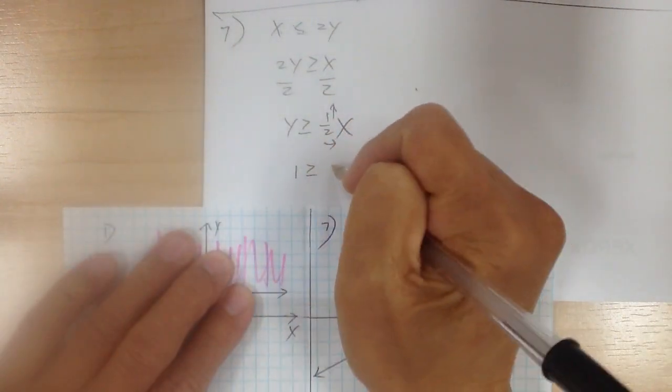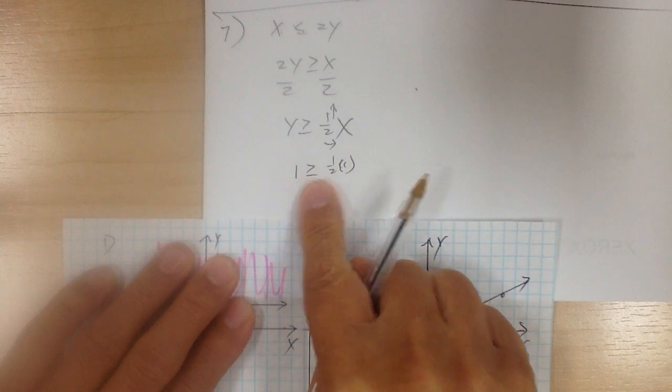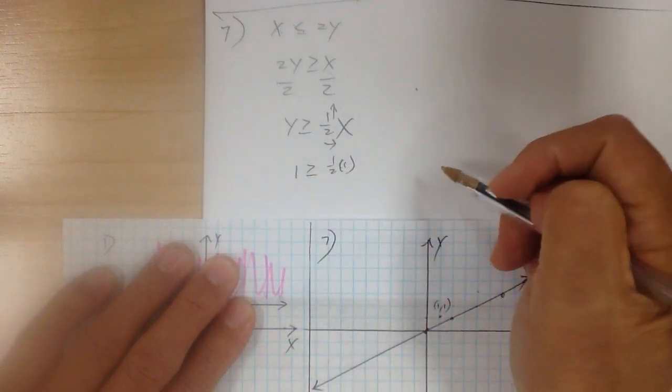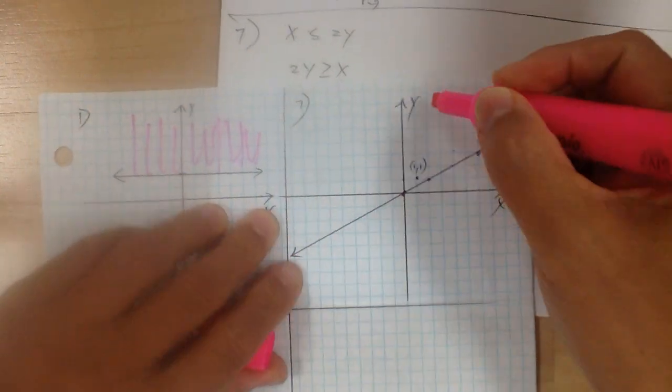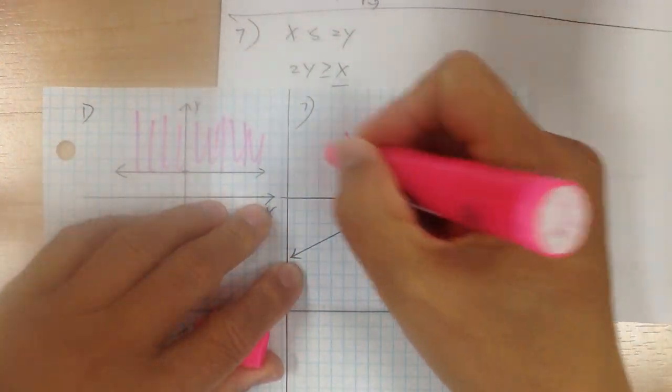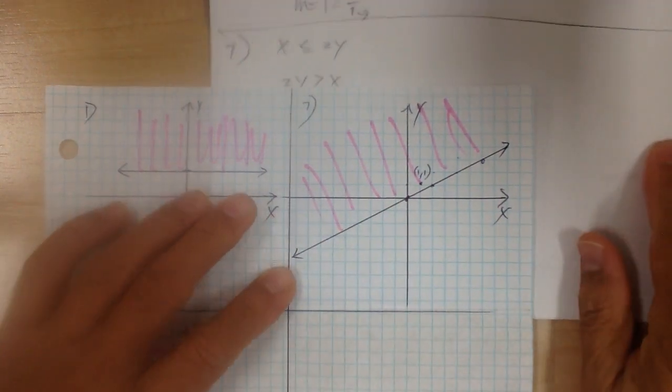So put in here. So got 1, 1. So you got 1 is greater than or equal to 1/2 times 1. So that's true, right? So that means this point is true. So that means this half is good, right? You shade in the part that is true. Okay, let's go to the next one.